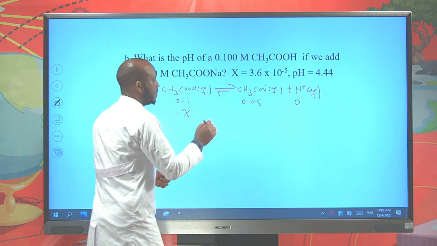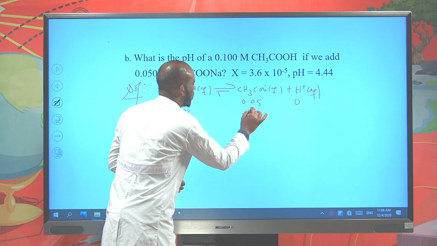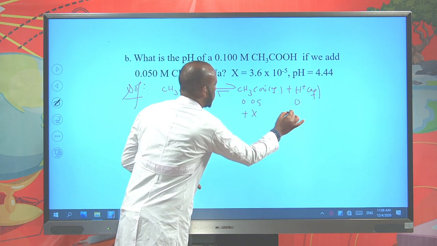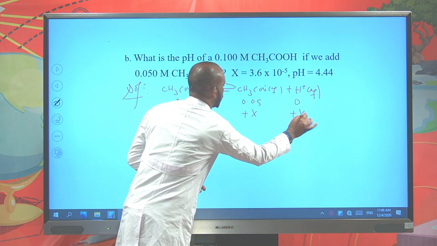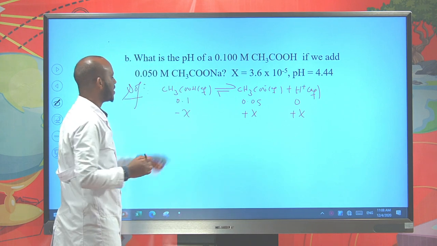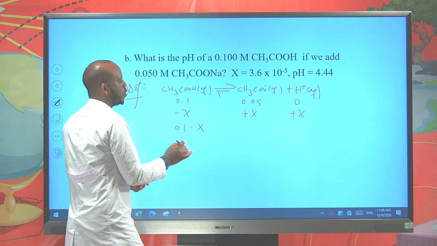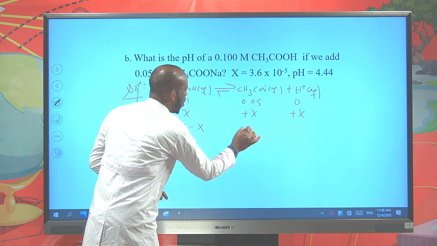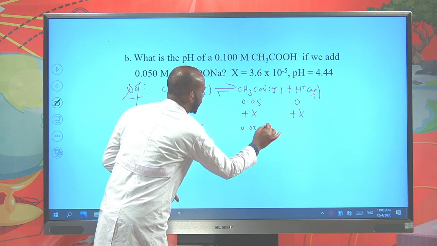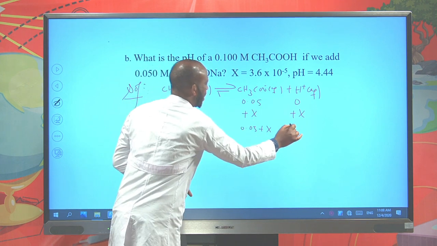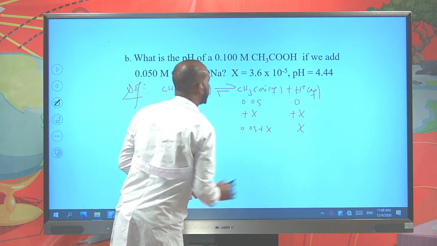The concentration of acetate is increased by X, and H+ is increased by X. The equilibrium concentration of acetic acid is 0.1 minus X, the equilibrium concentration of acetate is 0.05 plus X, and the equilibrium concentration of H+ is X.